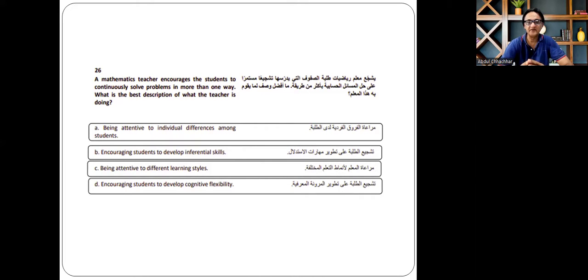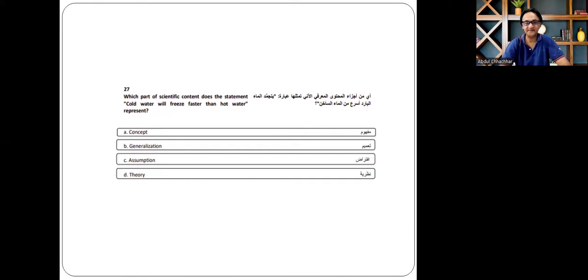Encouraging students to develop cognitive flexibility. By using cognitive abilities, the students can solve the problems in multiple ways. So what is the best description of what the teacher is doing? This is according to teaching strategies or teaching practices. That's the D answer. Now this question, they repeated 2 to 3 times with different statements, but the pattern is similar.